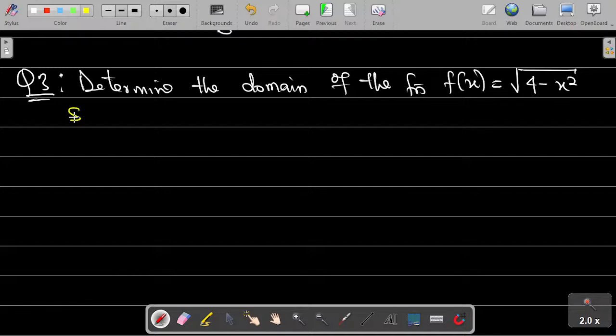So we have for number 3, we should determine the domain of the function this. Okay, so solution. Remember I said something about domain, that domain of functions is actually defined depending on the type of function you have. The first one we talked about is when you have a rational function, that's a fraction. Okay, so we said the denominator must not be 0. That will guide you to get the domain.